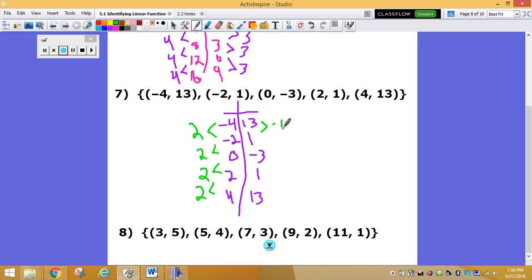13 to 1, we go down 12. 1 to negative 3, we go down 4. Negative 3 to 1, we're going up 4. And 1 to 13, we go up 12. So, all my x's are the same. My x's are all up 2. My y's are not. So this one is not linear.